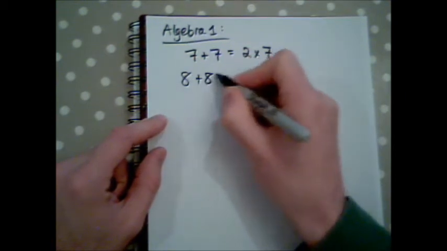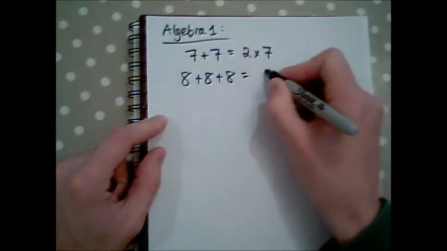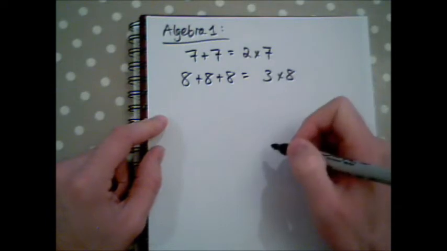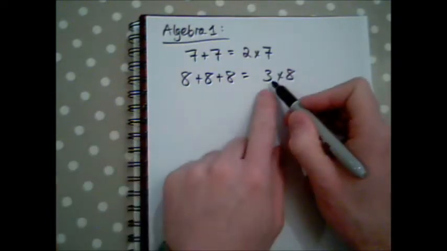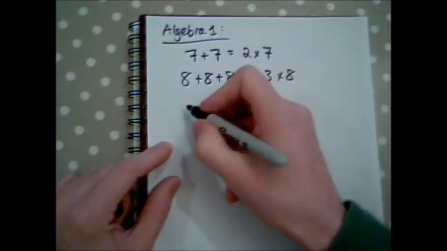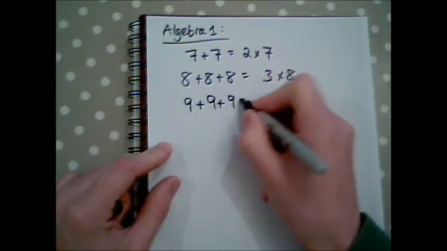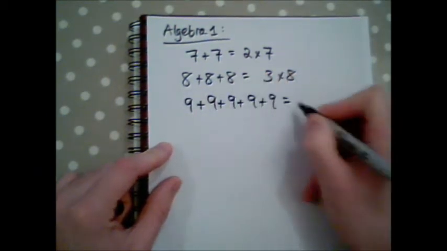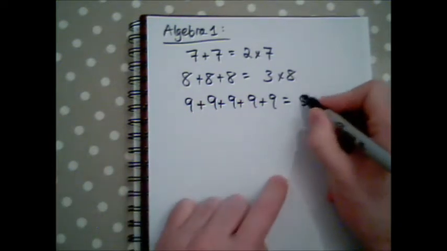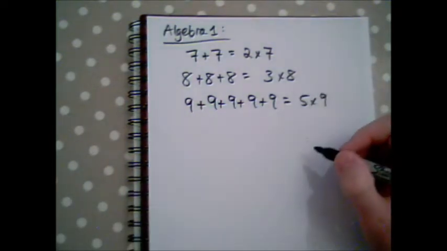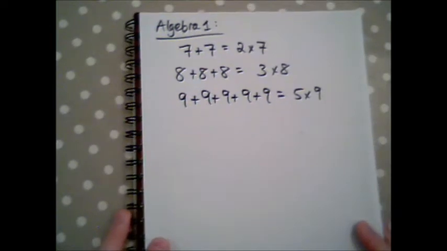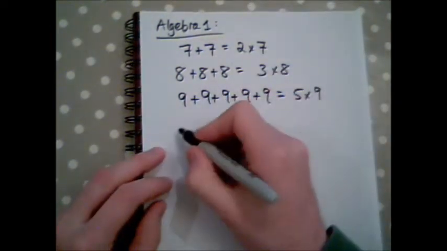8 plus 8 plus 8 we can write as 3 times 8. So this means that I have 3 eights. 9 plus 9 plus 9 plus 9 plus 9. 1, 2, 3, 4, 5. I can write this as 5 nines. What we do when we start doing algebra is we move on.